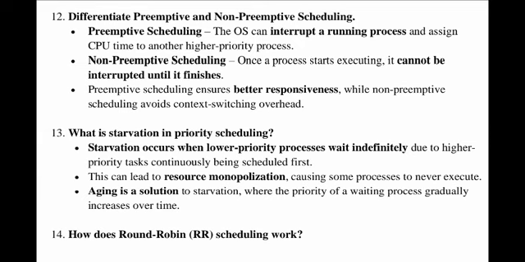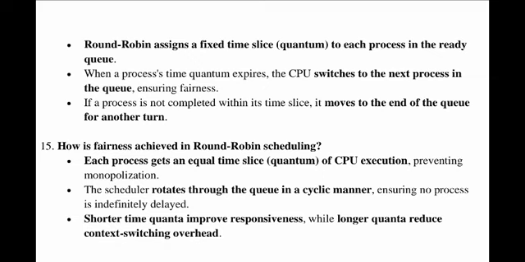Coming to the 14th question, how does round robin scheduling work? Round robin scheduling assigns a fixed time slice quantum to each process in the ready queue. Then, when a process time quantum expires, CPU switches to next process in the queue. If a process is not completed within its time slice, it moves to the end of the queue for another turn.